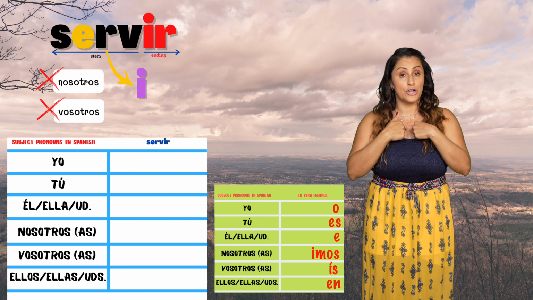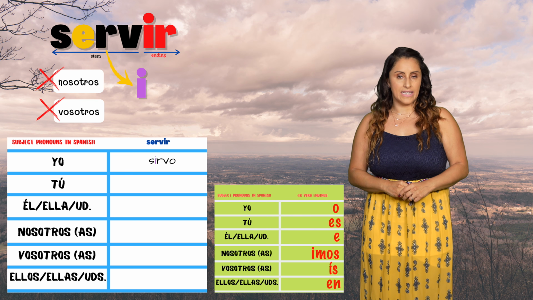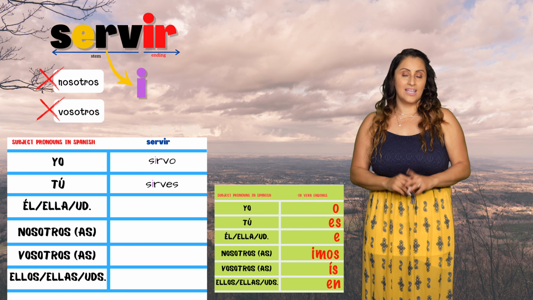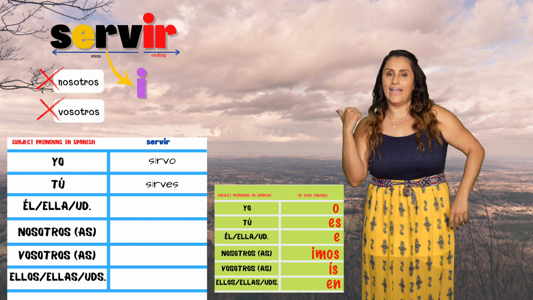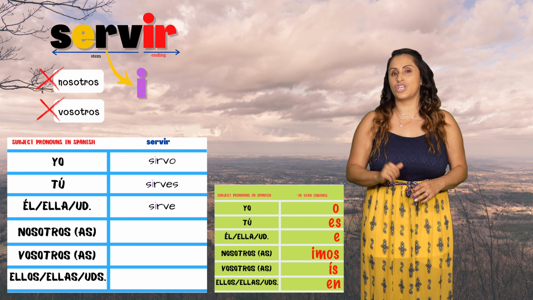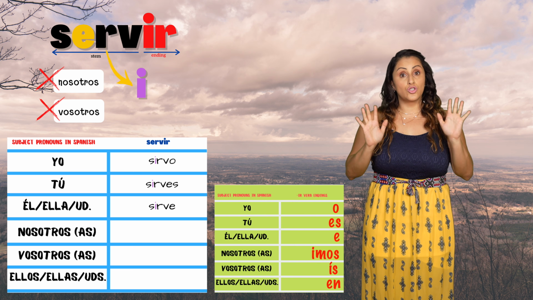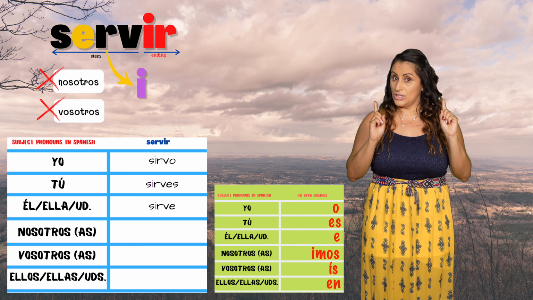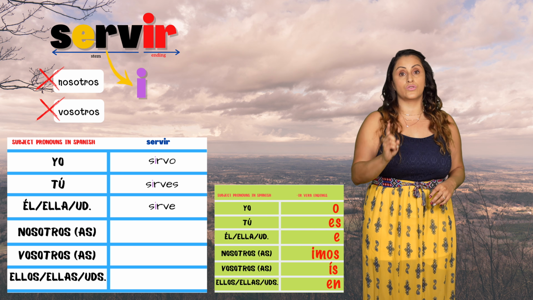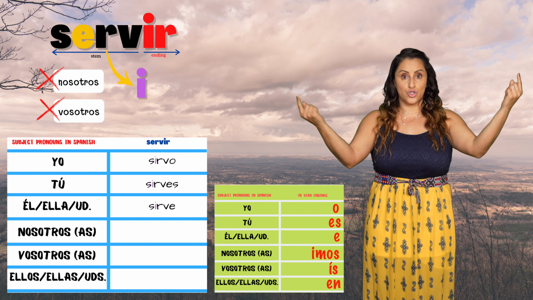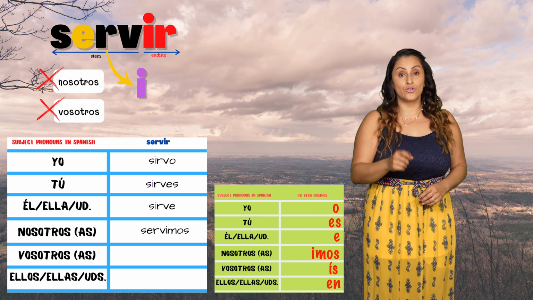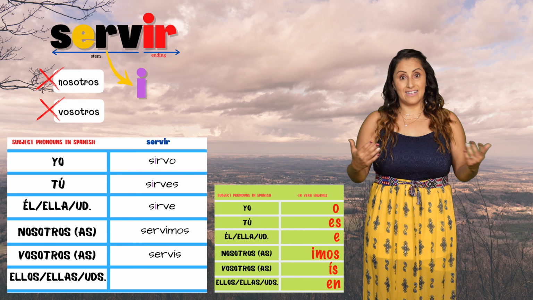If I want to say I serve, I'm going to say yo sirvo. Tú sirves. Él, ella, and usted sirve. Again, notice how the E changed to I. Now, we are at the nosotros and vosotros form, which we do not stem change. So I would say, nosotros servimos. Vosotros servís.